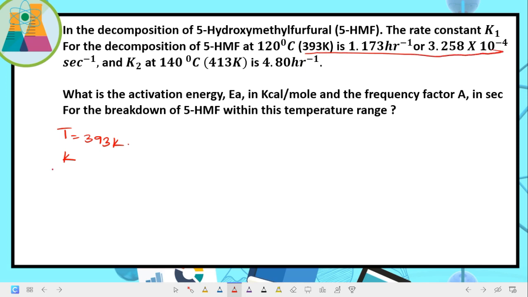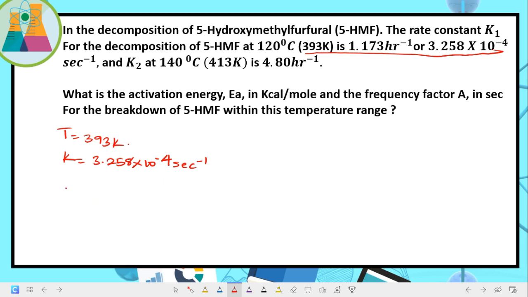So this gives us 3.258 times 10 raised to the power of -4 per seconds. Now, whichever temperature you take, you get the same answer. If you are taking T1, it means you must go with what? K1 in seconds. If you are taking T2, it means you must go with what? K2 in seconds.